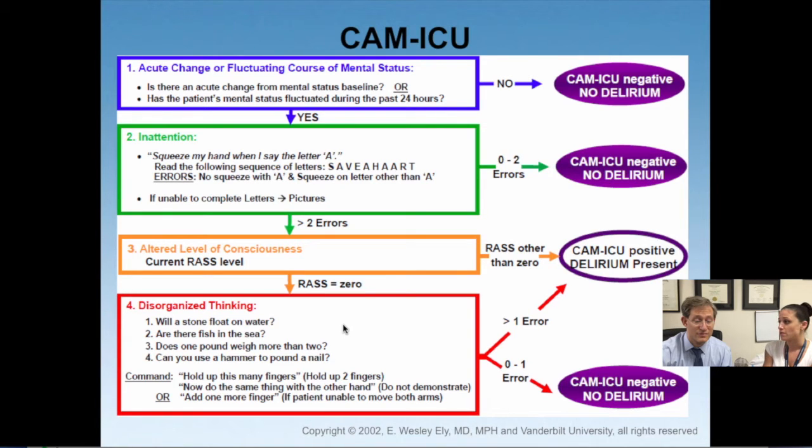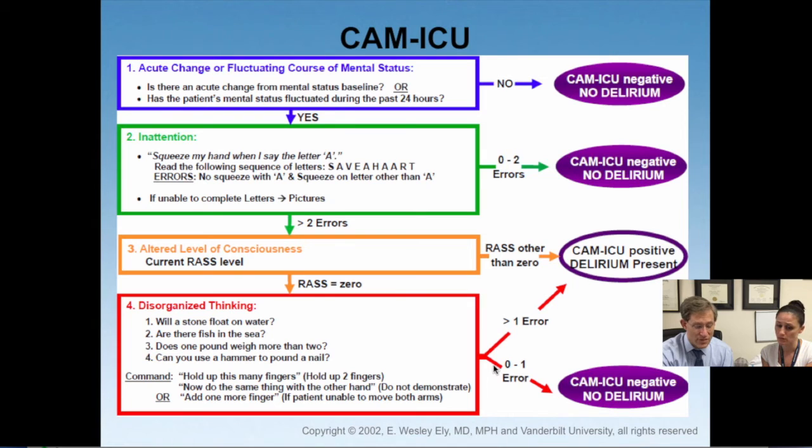Or you can have them follow simple commands for you, such as holding up your fingers and asking them to hold up 2 fingers for you, adding another finger, or doing it on the other hand as well. So if you do that and they get no errors or 1 error, then again, they're negative. They don't have delirium. But if they get more than 1 wrong answer, then their delirium screen is positive.